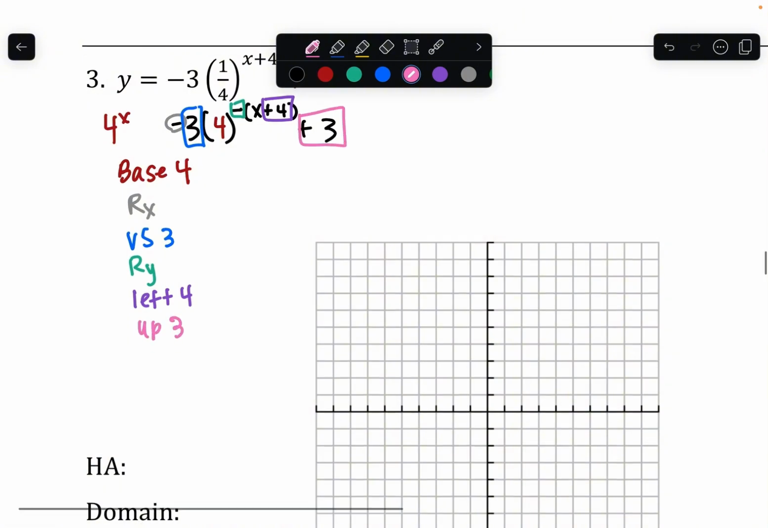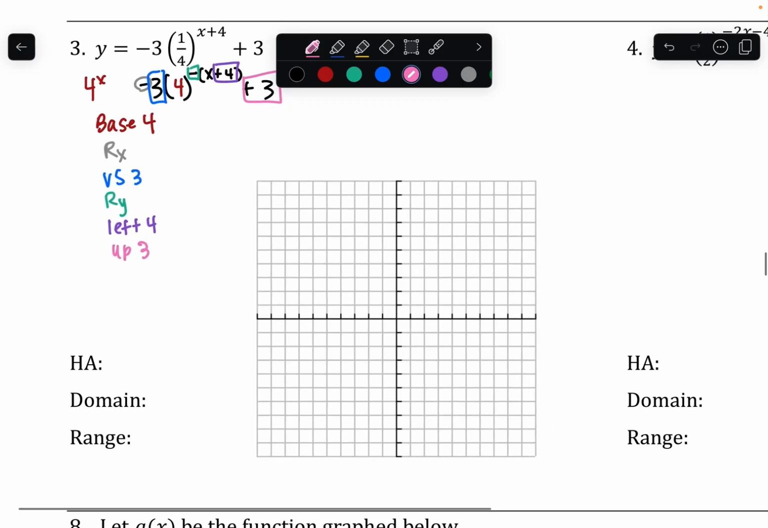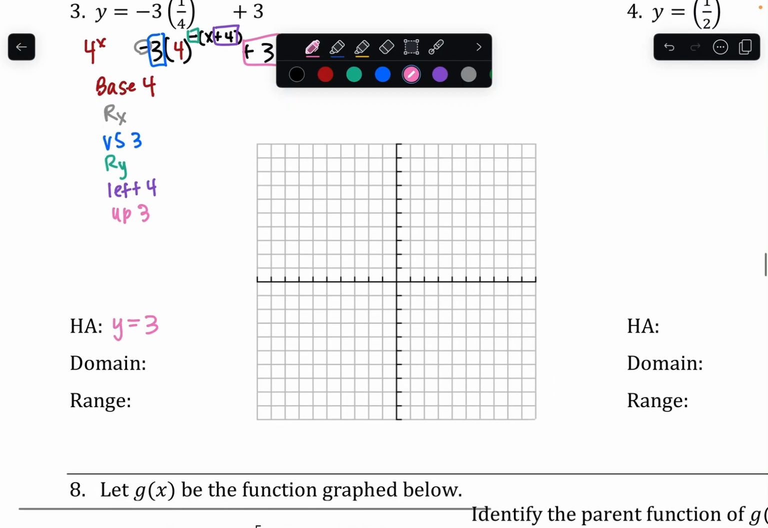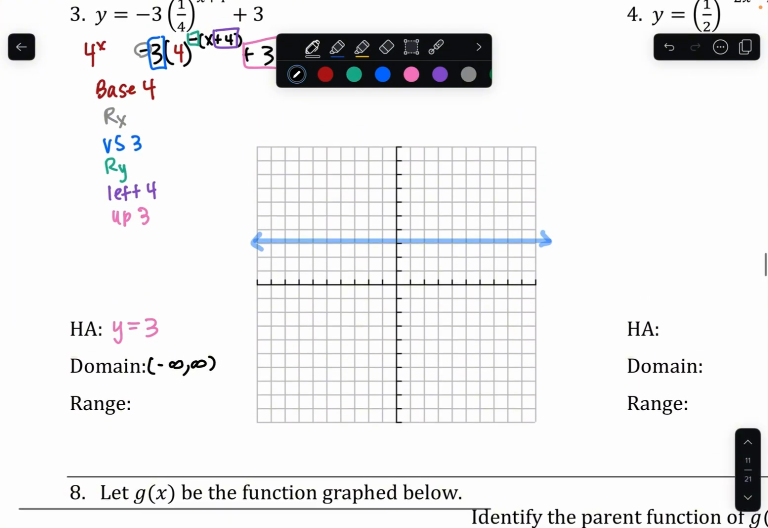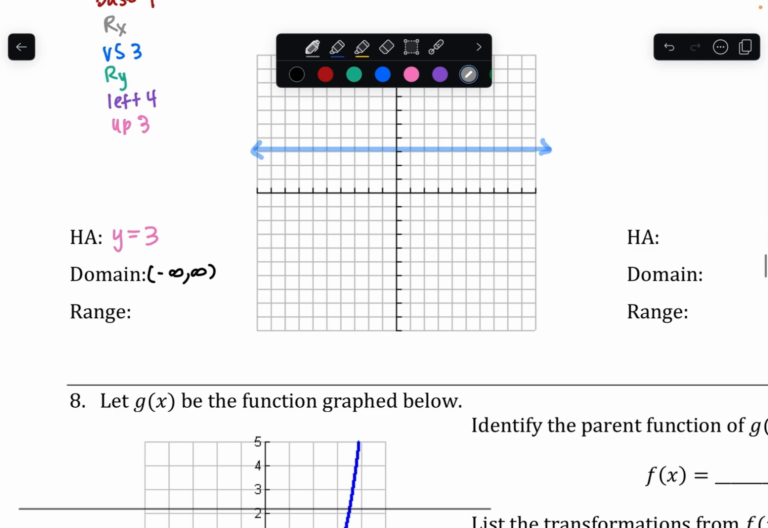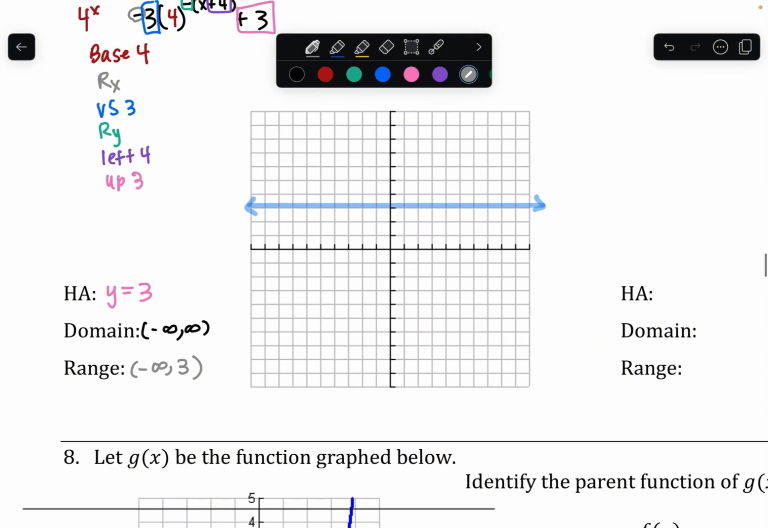Okay, even though all of that has happened, the only thing that affects the horizontal asymptote is y equals 3. So just go to that number at the end to figure out what the horizontal asymptote is, and then you can go ahead and graph it at y equals 3. Okay? And then domain, all real numbers. And then because of the reflection, because that negative in front, we are going to have a reflected range. So we are going from negative infinity to that 3 with a parenthesis.